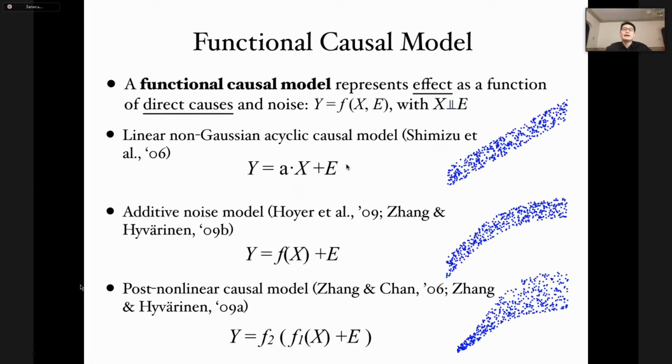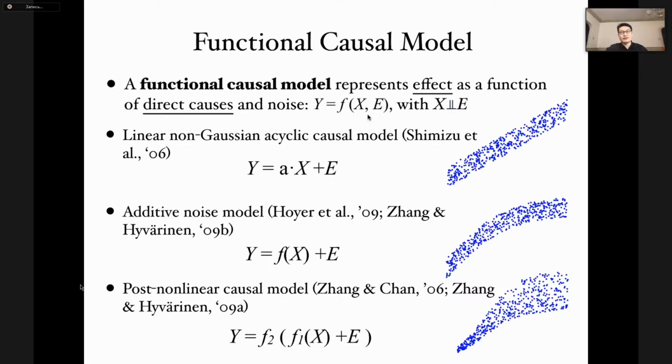Okay, and this gives the definition of functional causal model. So we can just represent the effect as a mathematical function of the direct causes and noise. The noise is the omitted factors, right? We cannot measure everything. And the noise is represented by E. And here, X and E are independent. If X and Y do not have other common causes, then X and E shouldn't be related in any way. That's why X and E are independent. So this is a functional causal model.